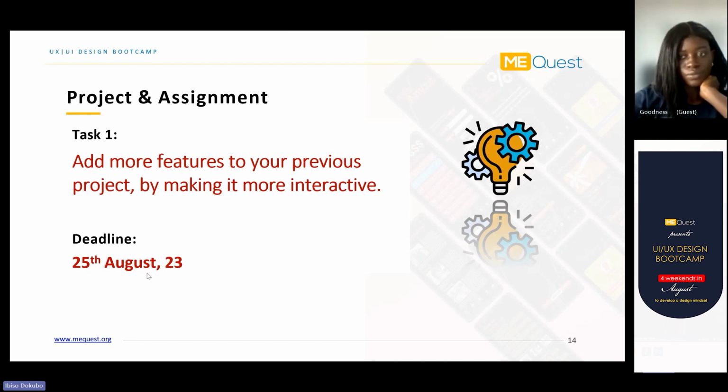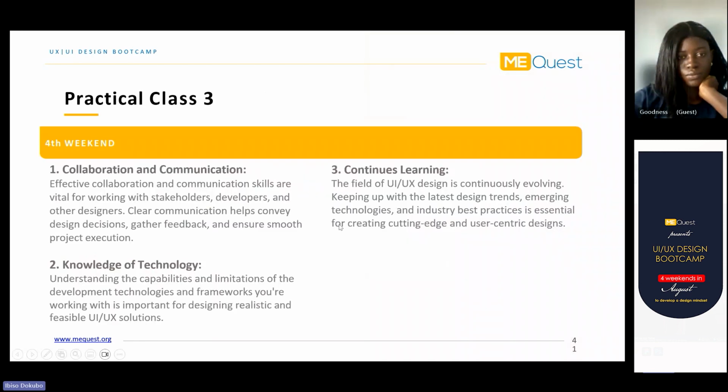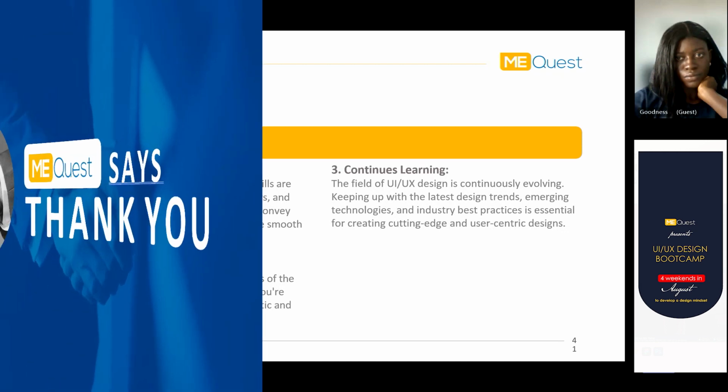Next class will be our last class. And in this last class, we're going to discuss more on collaboration and communication, more on what Goodness just showed us, what happens during this collaboration and communication, and then knowledge of technology. We're going to be sharing some deep knowledge on some of the things that you really need to excel as a UX UI designer. You don't just learn Figma. You should be able to know some other tools. There are other tools that are very important. And again, the same concepts you implement in this are the same concepts you implement in other design tools. And also what we do for continuous learning, so that you can be able to have a portfolio.